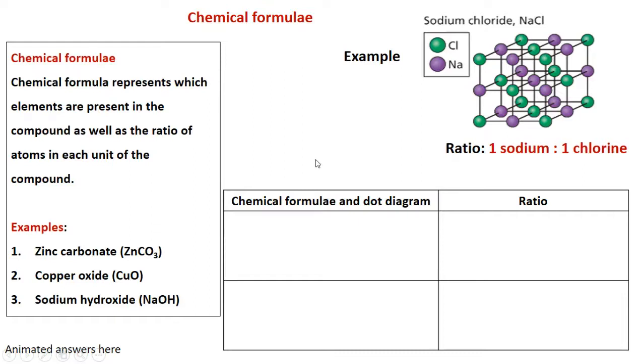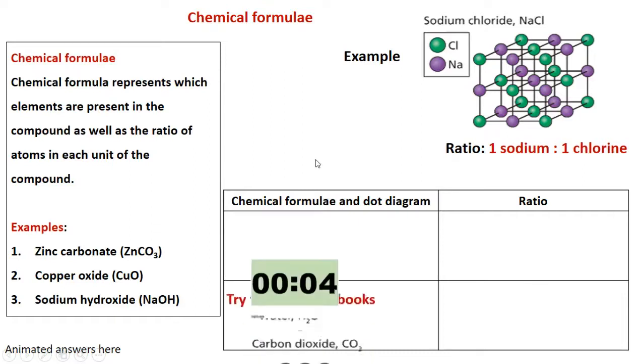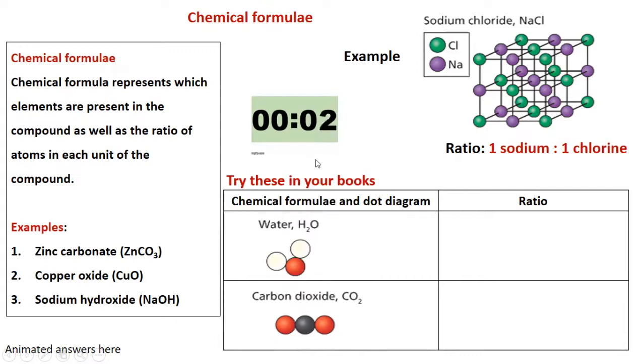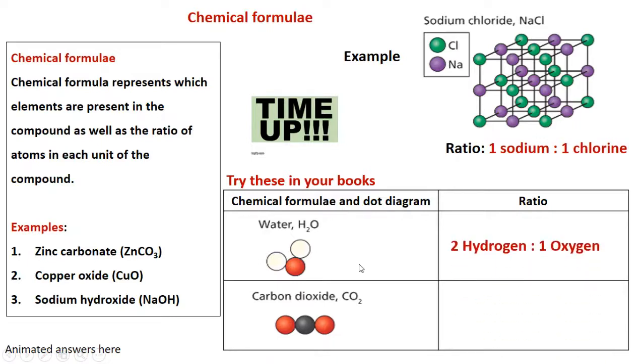So let's have a look at this. I want you to do this in your books right now and try them in your books. I've given you the chemical formula of these compounds, and I want you to write down the ratios for me in the boxes provided. So I've got water, H2O, and I've got carbon dioxide, CO2. I'll give you 20 seconds to write down the ratio for me.